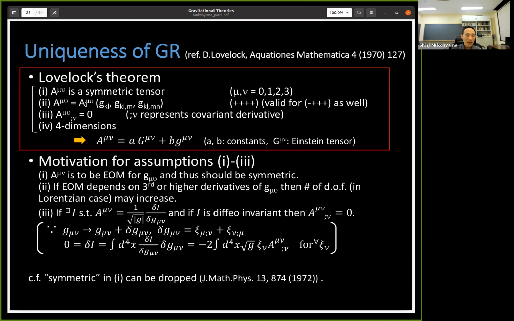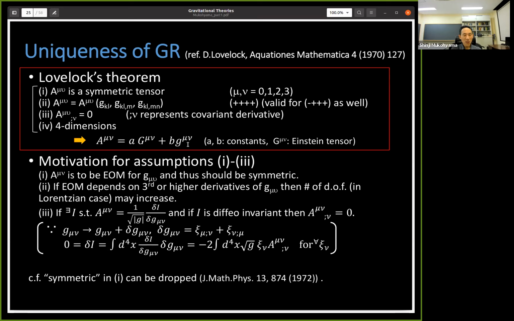So this tensor is written in terms of the metric, the first derivative of the metric and the second derivative of the metric. And also covariance, I mean, the divergence of this tensor is 0. And we assume that the space-time dimension is 4. Then the Lovelock theorem tells us that this tensor A mu nu is a linear combination of the Einstein tensor and the metric itself. This is nothing but the Einstein equation.